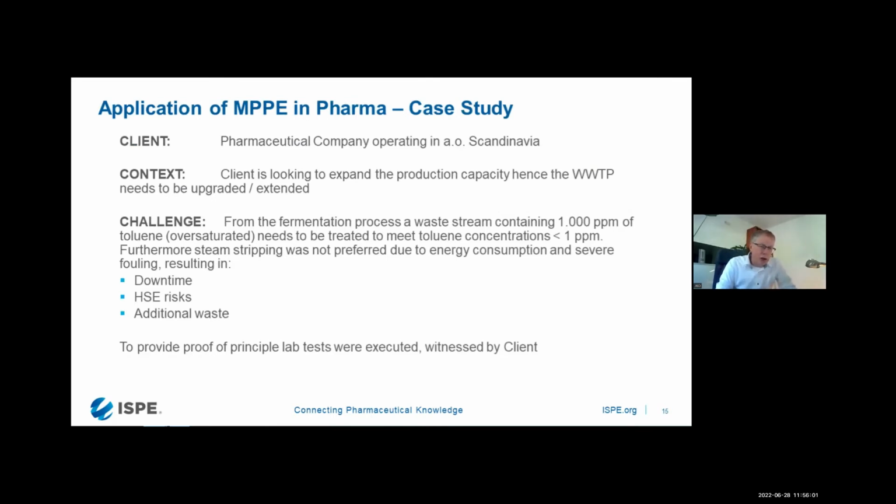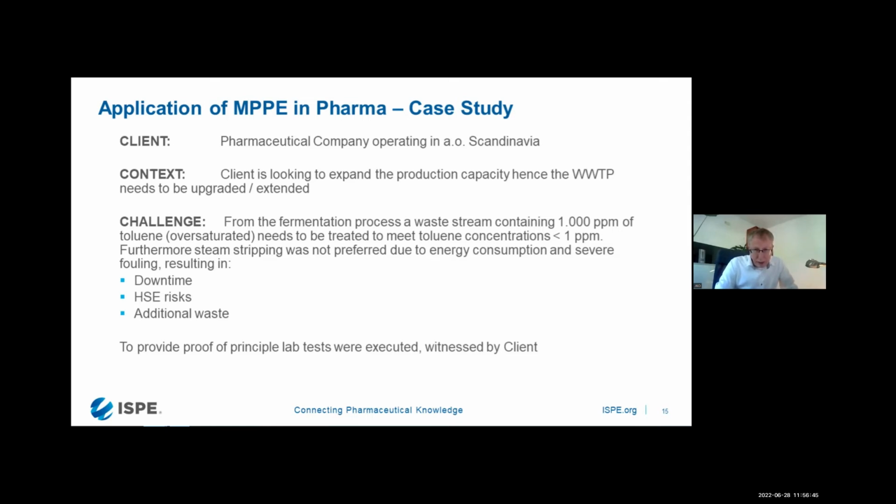Our experience in the oil and gas industry was noted by some colleagues of ours in the Scandinavian business unit, and they thought of our technology when they were approached by a pharmaceutical company that was looking to solve a problem with a waste stream containing toluene. The waste stream was coming from a fermentation process, and that contained 1000 ppm of toluene, which means it is oversaturated because typically the solubility is 500 ppm. And they wanted to have an outlet concentration of less than 1 ppm.